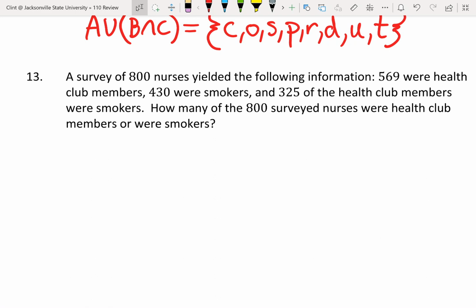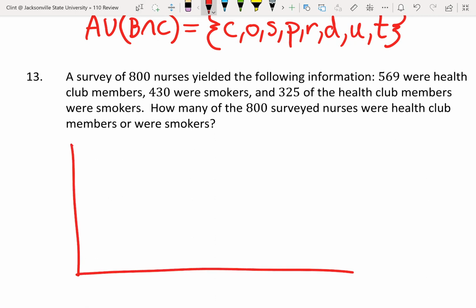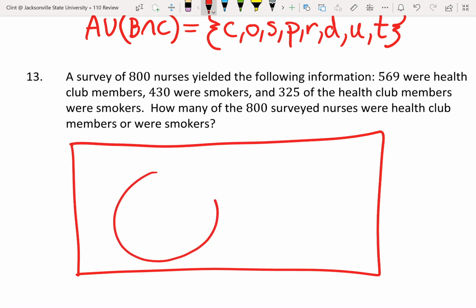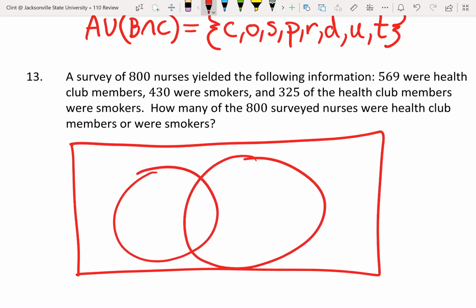You can do this one with a Venn diagram, or you can do it with the inclusion-exclusion principle. It doesn't matter which way you do it. I like having a sketch, so I'm going to do a Venn diagram. I'm going to call this one smokers, this one health club members. So let's see, 325 goes in the middle because it says 325 of the health club members were smokers, so that means they were both. 325.